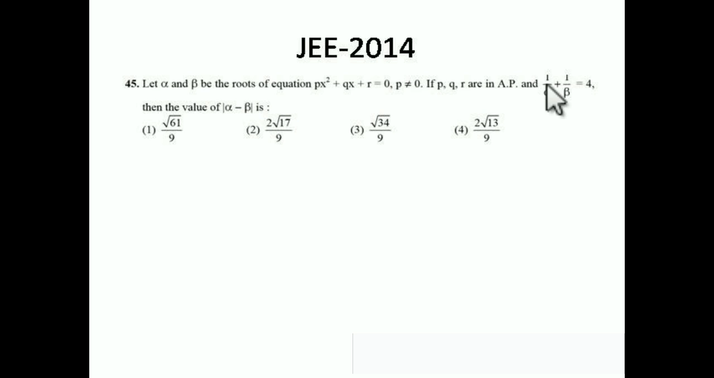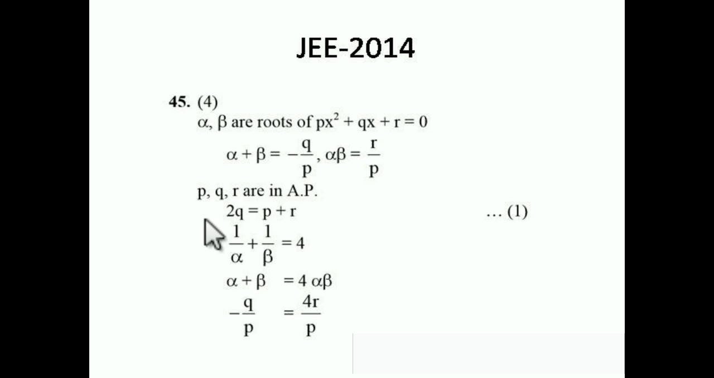And 1 upon alpha plus 1 upon beta is equal to 4. Then find the value of mod of alpha minus beta. So first of all, start from the basics. If p, q, r are in AP, then we know that 2q is equal to p plus r. That is equation number 1.